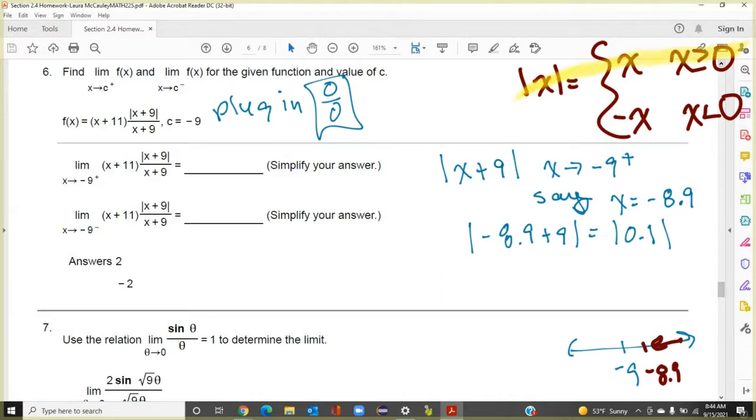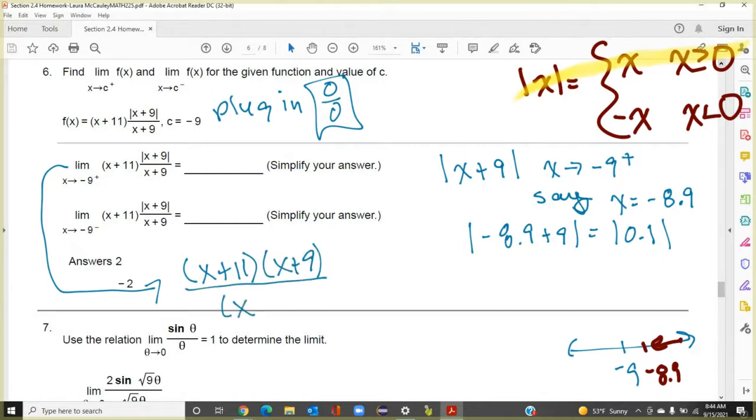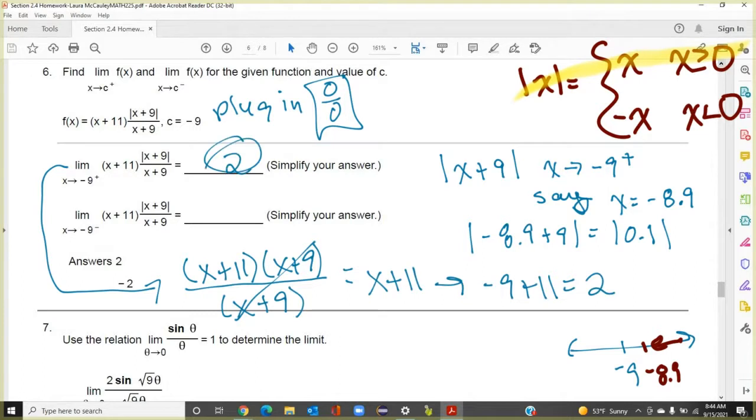So we're following this one because we have a positive number in there, so we're allowed to just drop it. Let's look at that first one again down here. The limit as we approach from the right is going to be x plus 11. Notice I'm just getting rid of the absolute value. I can just drop it because I know what's inside is going to be positive. So now those divide out. I get x plus 11, and I can plug the -9 into that. So that's going to give you a 2.